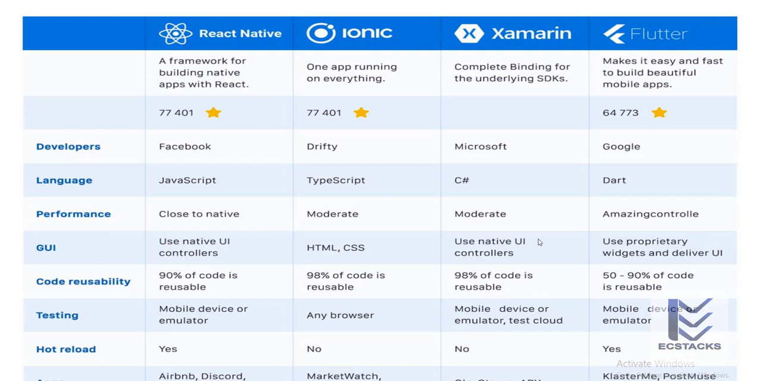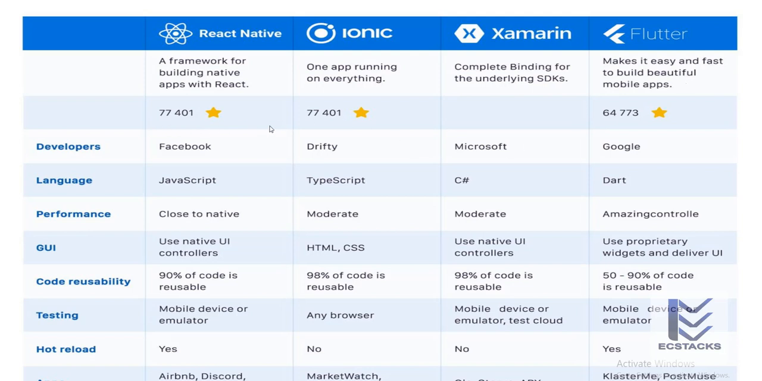Now let's see a comparison of different cross-platform frameworks with Flutter. The most competitive one is React Native for now. React Native is a framework for building native apps with React, while Ionic is one app running on everything, and Xamarin is a complete binding for the underlying SDKs. Flutter is the framework we are going to learn, and Flutter is easy and fast for building beautiful mobile apps.